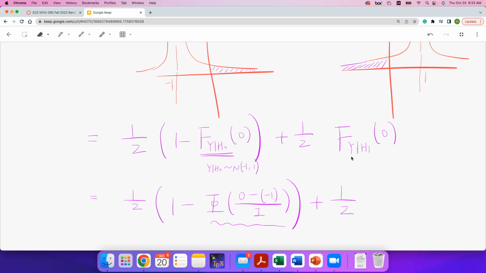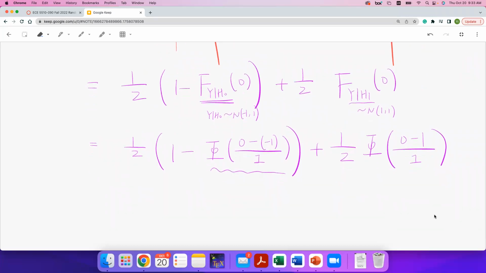And for this one, it follows this Gaussian distribution. So we can, again, do a normalization. So 0 subtract the mean. Now the mean is 1, divided by the standard deviation 1. Okay. So continue. It is 1/2 times 1 minus phi 1, plus 1/2 phi -1.